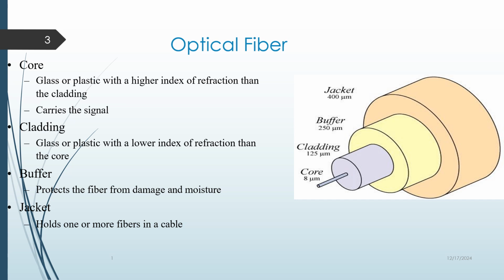Cladding is also made up of glass or plastic with a lower refractive index compared to the core. The buffer will protect the fiber from damage from external noise and moisture. The jacket holds one or more fibers in a cable. In a cable, we have a number of fibers which will be covered by a jacket.